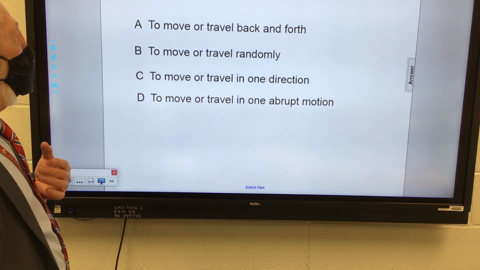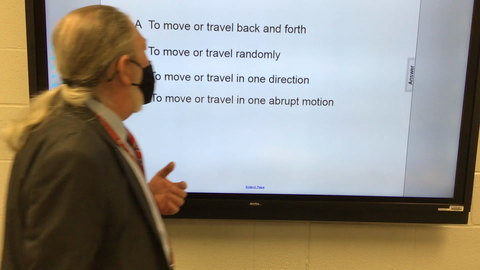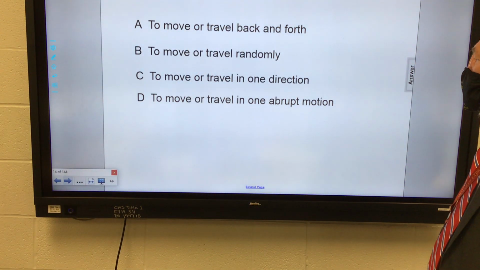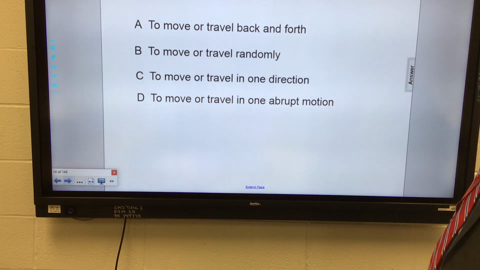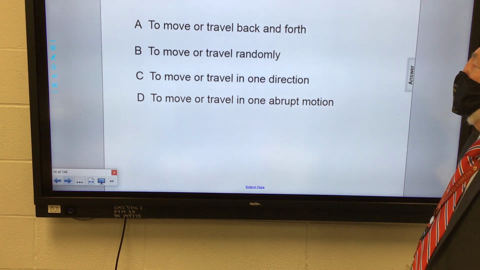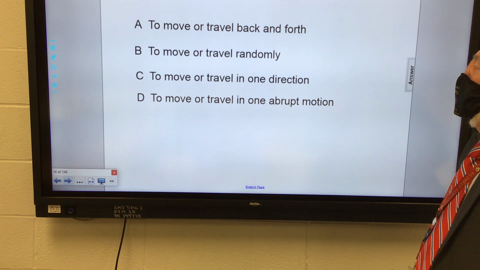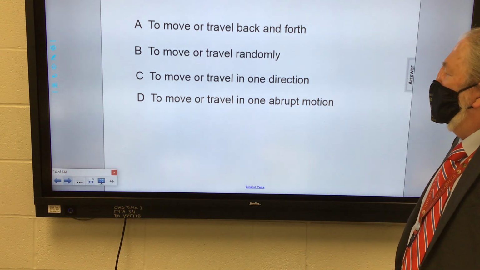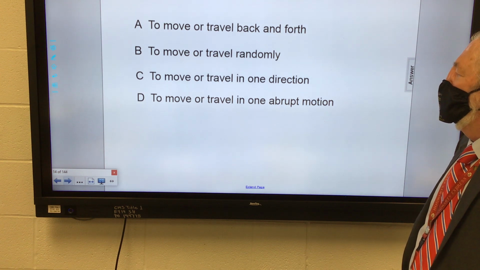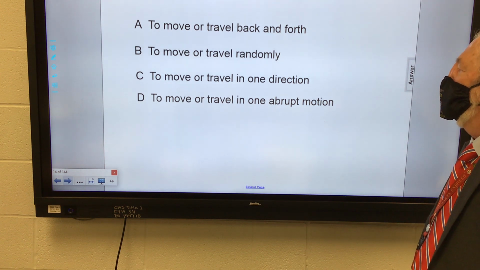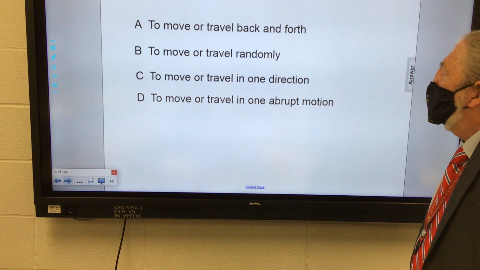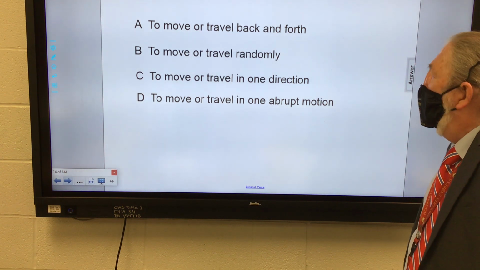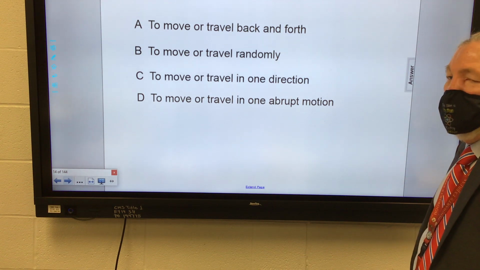Okay, so based on the simulation, which of the following would be the best definition of the word oscillate? It's either to move or travel back and forth, or to move or travel in one abrupt motion. A or D. Mark your answer. I mean, A or, let me do this again, A or D.